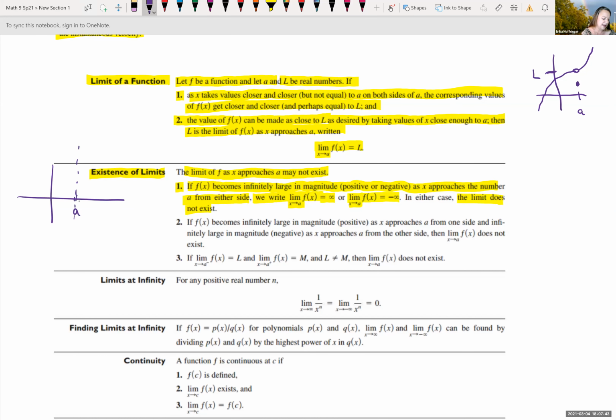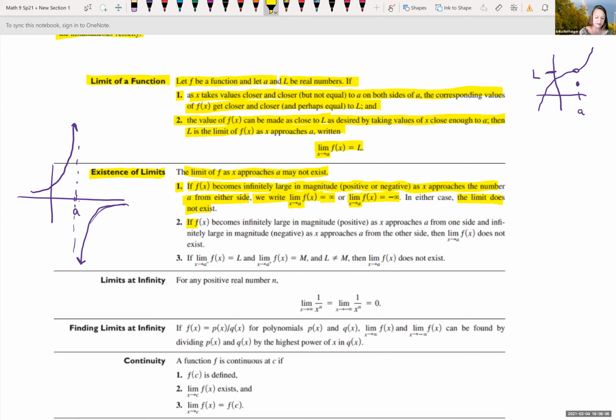And as we were coming in, getting closer and closer to a, we might shoot off to positive infinity. We could do that on both sides, or maybe one is shooting down to negative infinity, or they both could be shooting down to negative infinity. But that's an example where the limit does not exist, and it's because we have a vertical asymptote there.